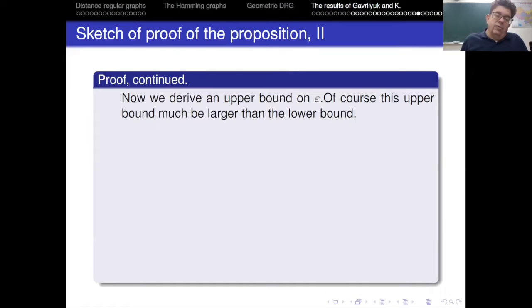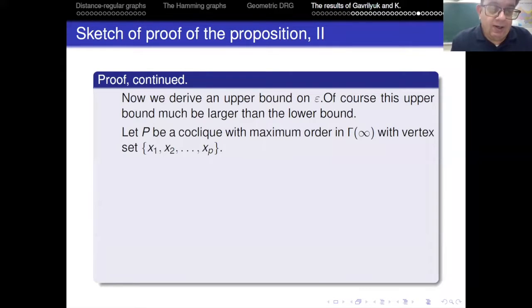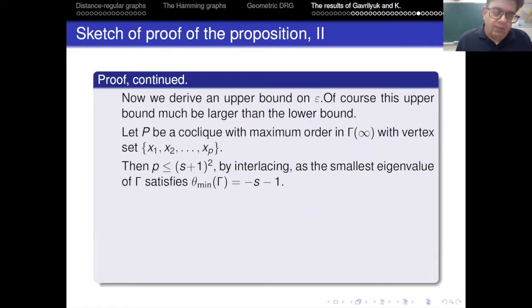So now we derive an upper bound on epsilon. Of course, this upper bound must be larger than the lower bound. Let P be a co-clique with maximal order in gamma infinity with vertex set x1, x2 up to xp. Then P is at most s plus 1 squared by interlacing, because the smallest eigenvalue of K1,t is minus square root of t. So that is the reason. Because the smallest eigenvalue theta min of gamma is minus s minus.